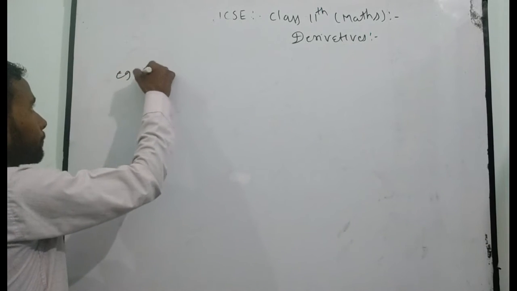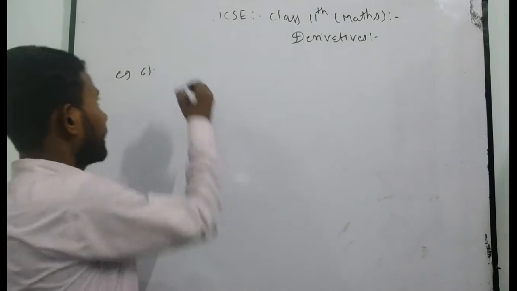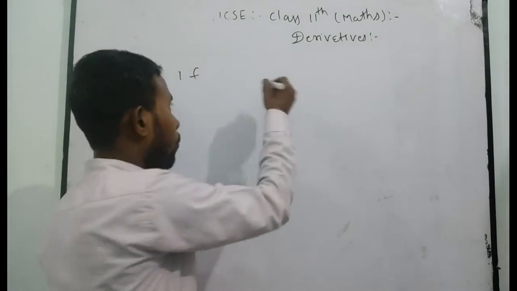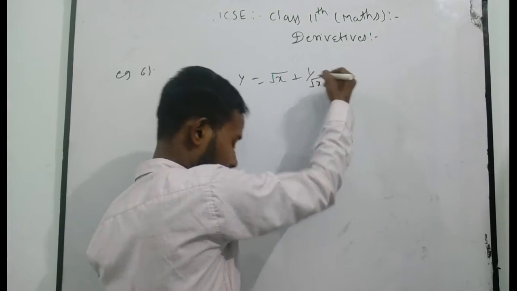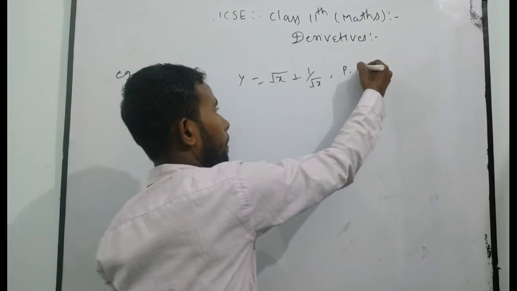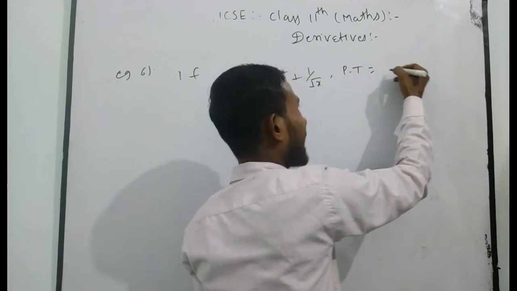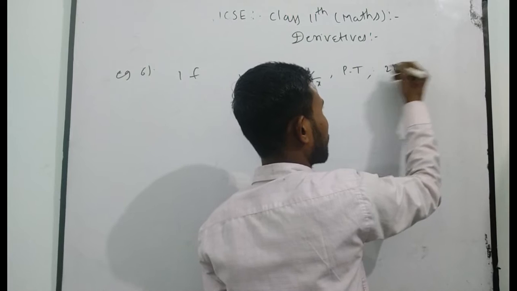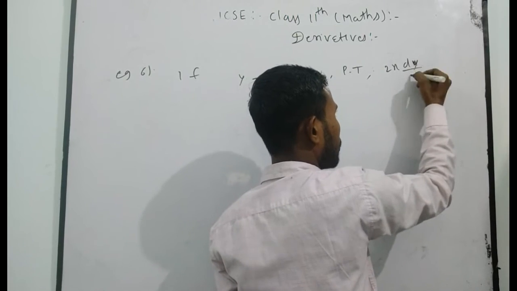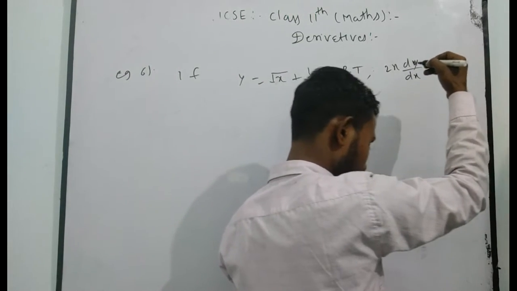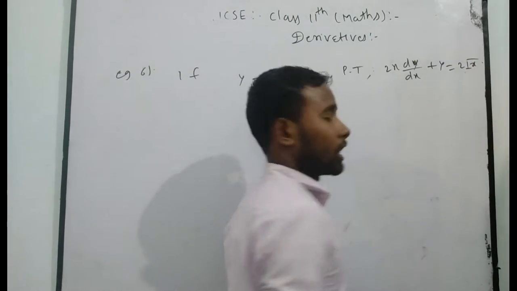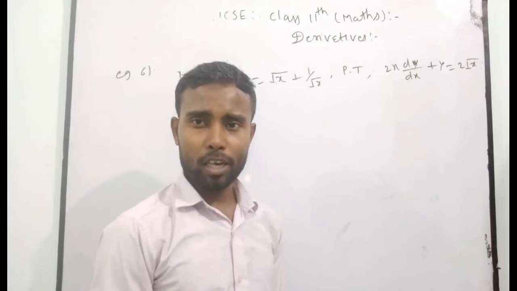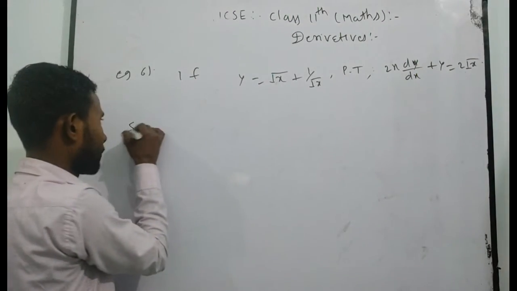Example 6. In example 6, it says to you if y is equal to root x plus 1 upon root x, prove that 2x dy dx plus y is equal to 2 root x. How can you solve it? It is also very easy.